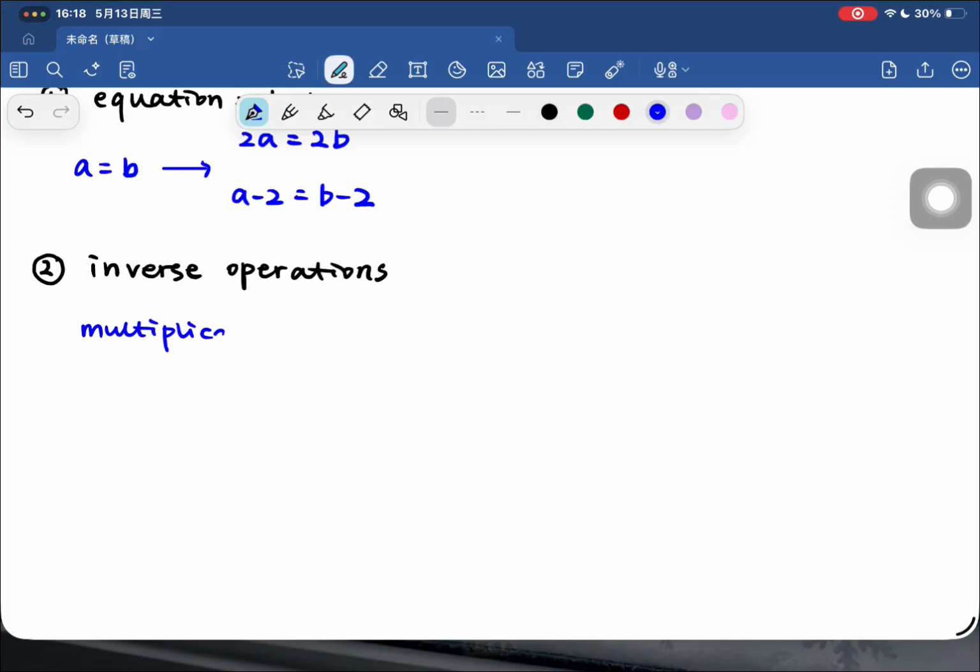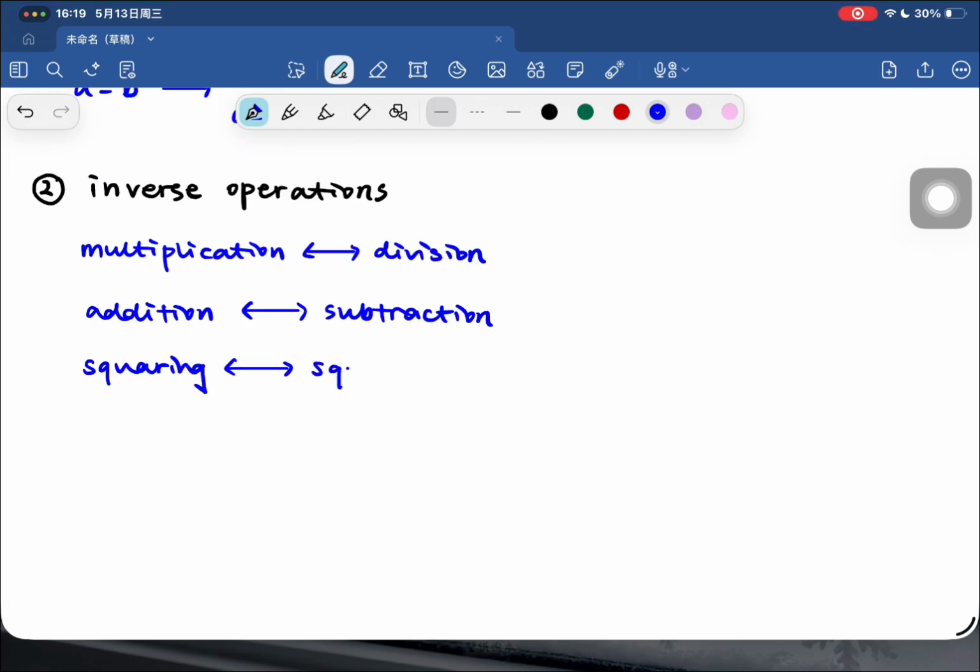The second idea is inverse operations, which are operations that undo each other. For example, multiplication and division, addition and subtraction, squaring and square root. Multiplying by 1 over 2 is the same as dividing by 2. So if something is multiplied by 1 over 2 or divided by 2, we can undo that by multiplying by 2. And in the same way, if something is inside a square root, we can undo the square root by squaring both sides.